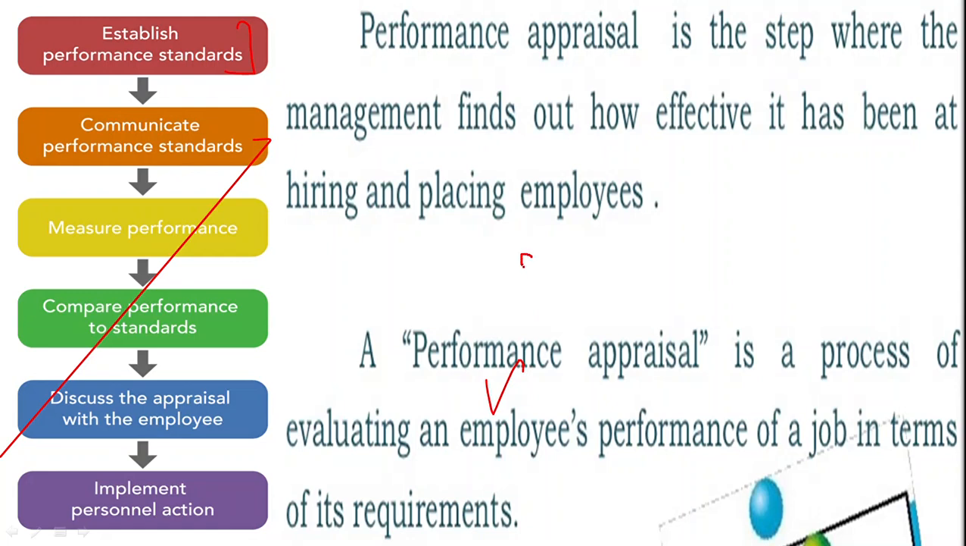Like if you have a sales target of 100 for a month, this is the target, and you communicate this to all your sales force. Then you measure how many of them are actually achieving this target. Then you compare against the standards, how far or how near they are. Then you discuss the appraisal with the employees and find out if there was any reason they could not perform better. Then you implement the personnel action: if you need to hike their salary, provide them incentive, or promote them. So you take the necessary actions at the end.